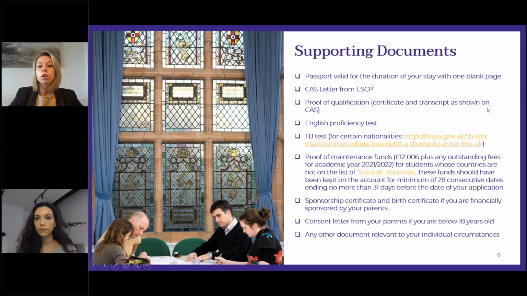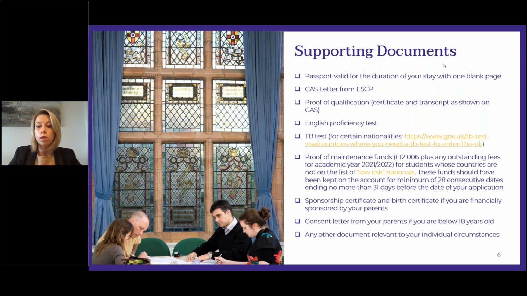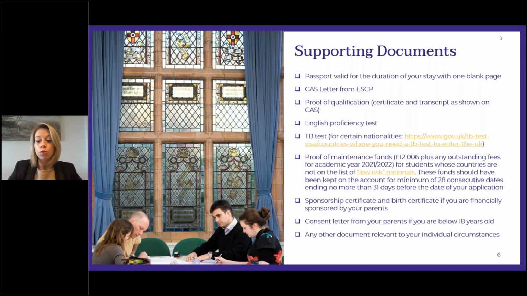And now let's see what documents are mandatory and what you will need to prepare before submitting your application. First of all, you need to have your passport, and the passport should be valid for the duration of your stay. The passport should have 1 blank page in it. Apart from the passport, as I already said, you need to request the CAS letter from ESCP. Once this is done, you will also need to have a proof of qualification. For you, this is going to be in most cases the school certificate, the school final award. I understand that most of you will receive it sometime in July, so you will have to wait until July and have this final document ready.